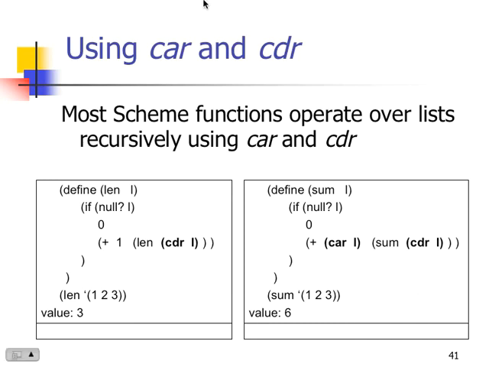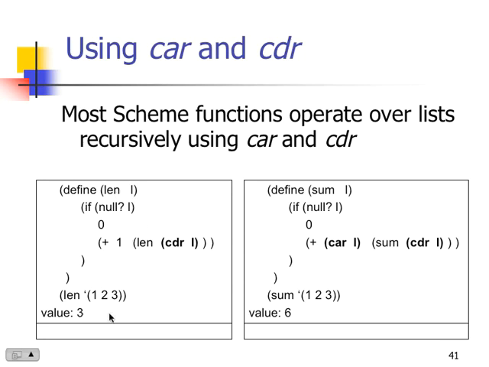So, the car and the CDR here. Here's an example. Most Scheme functions operate over lists recursively, and here's our recursive list, where we're taking length, and at the bottom we're running length. Usually you see the recursive call at the bottom. And here are just two examples. One's doing a sum, and the other one's calculating a length.